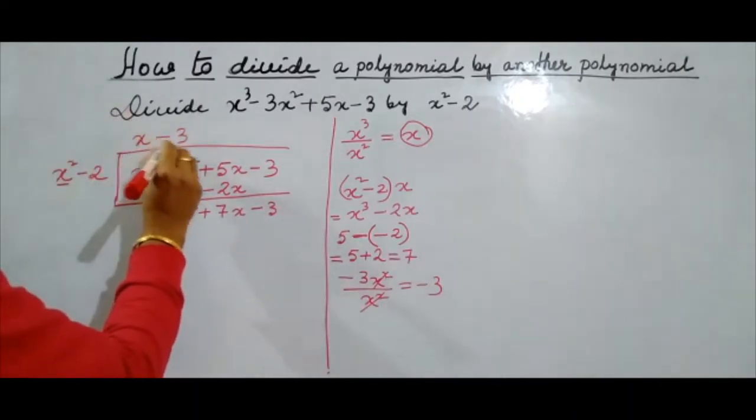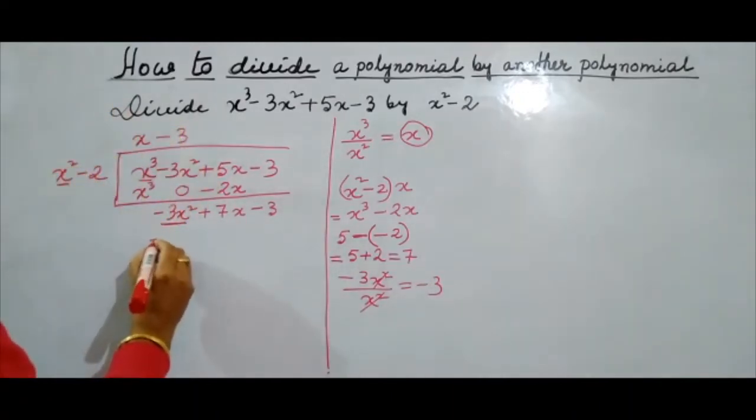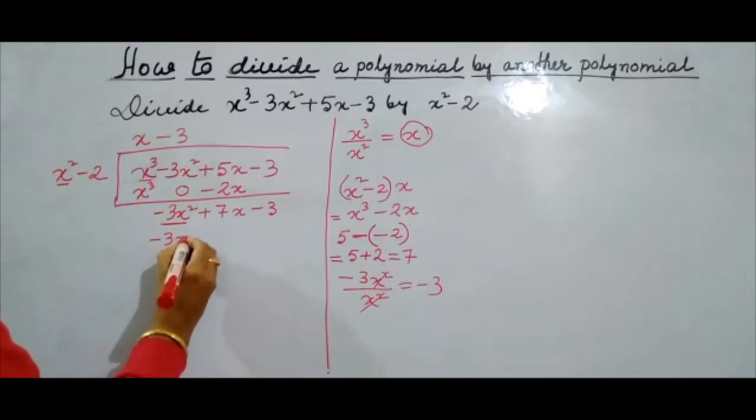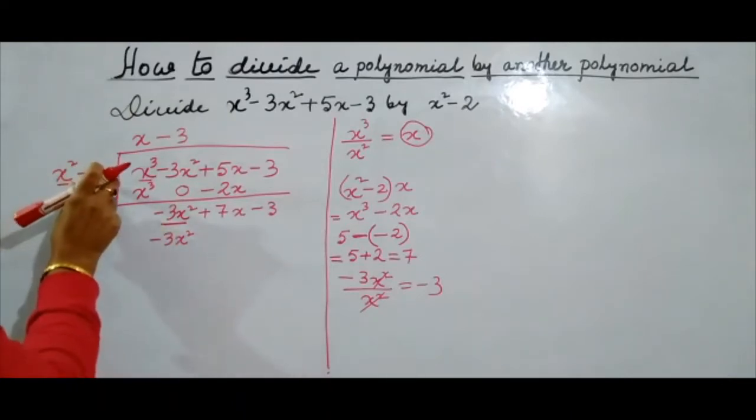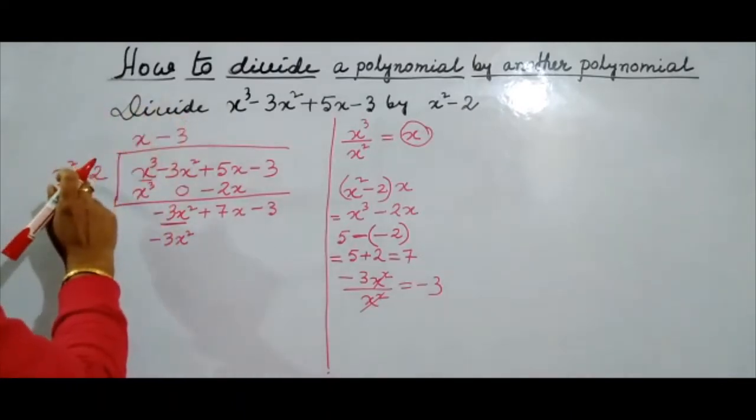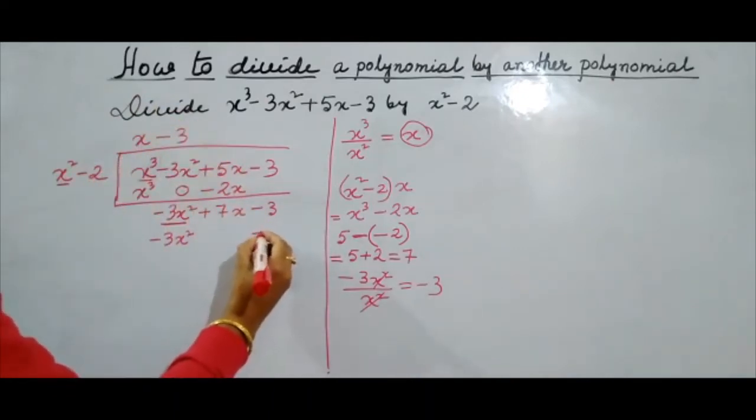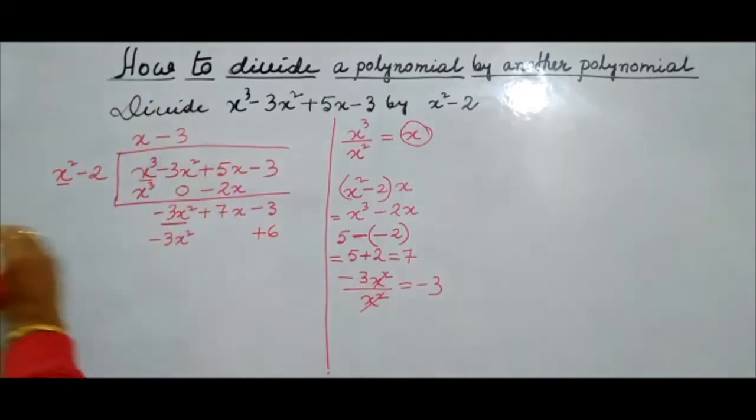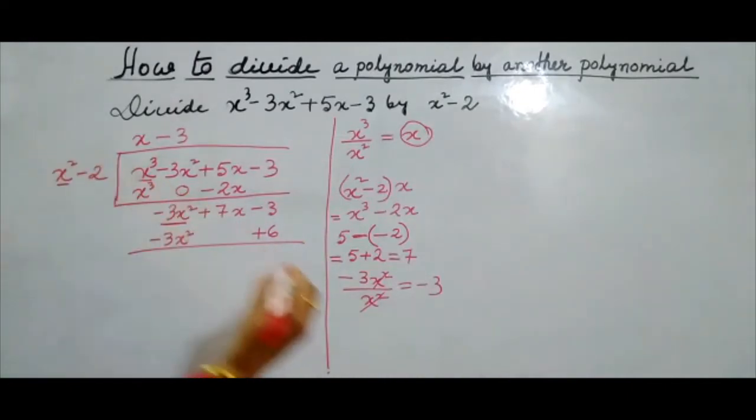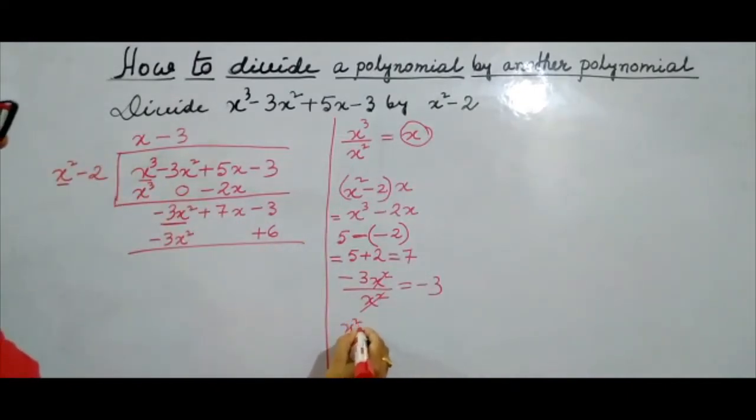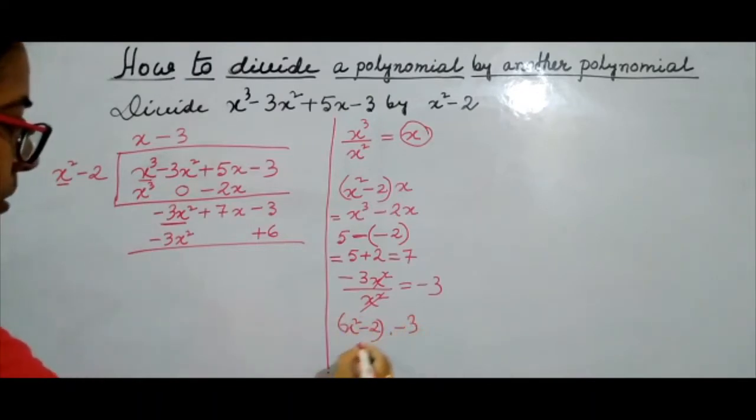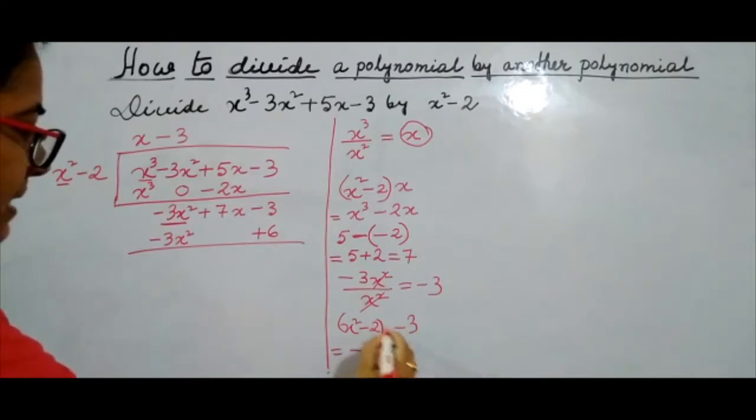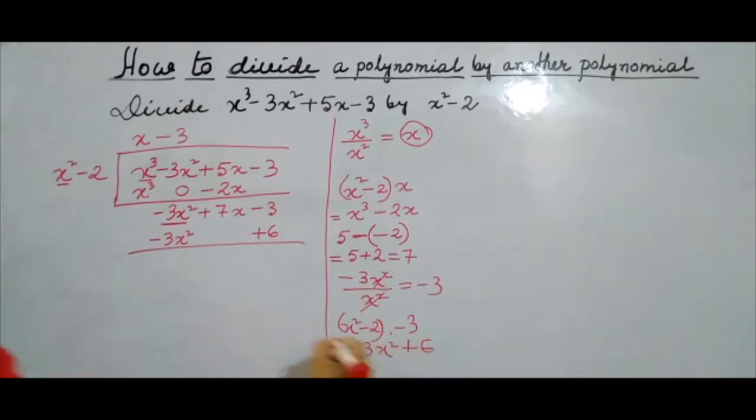Right. Now minus 3 into x square is minus 3x square. Then minus 2 into minus 3: minus minus sign will be plus, so it will be plus 6. I think you have understood. If you are not able to do it, you can write like this: x square minus 2 into minus 3. So you'll get minus 3x square, minus minus, plus 6.